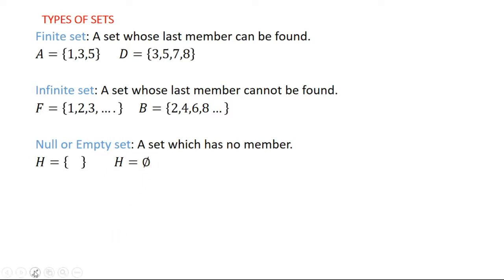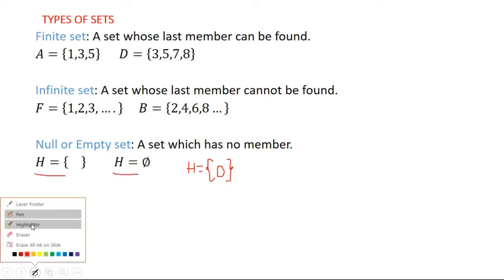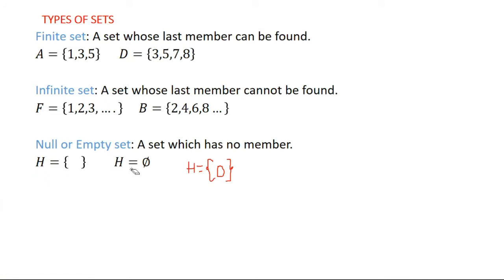Now remember that if you have this, let's say set H being equal to 0, this is not an empty set. It means that set H contains a member and that member is 0. If you want a null or empty set, it's either this or that. I hope that's understandable. I'm going to clean this so that we can continue.